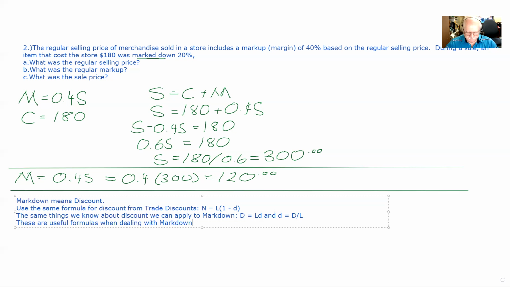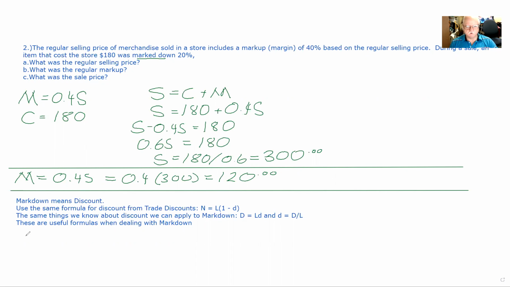So keep those concepts in mind, that whenever you're being asked about the rate of markdown, it's the same as the rate of discount that we've already been calculating several times. So we want to know the sale price. It was marked down 20%.